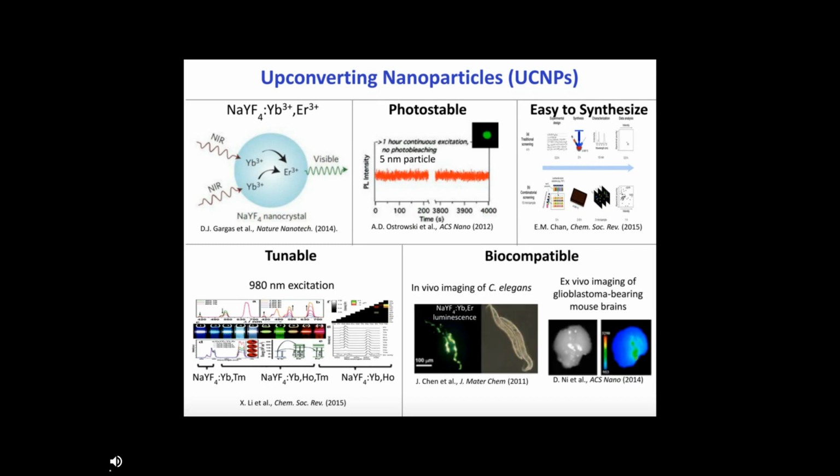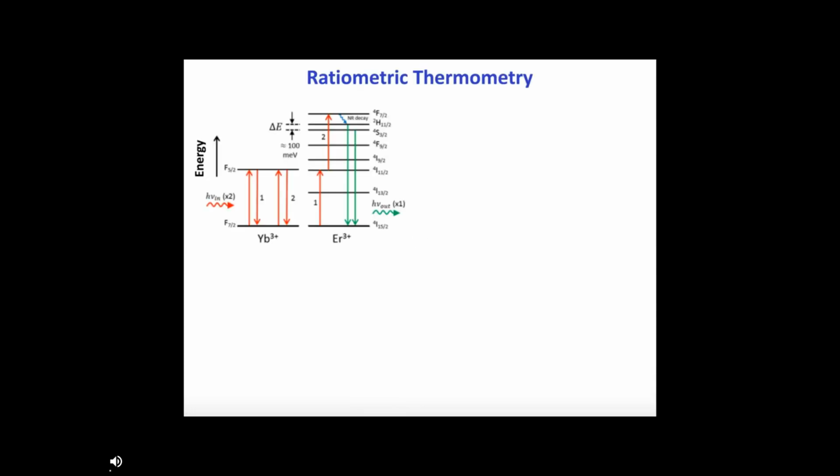And finally, UCNPs are highly biocompatible, in part because many of them are excited in the first or second biological windows, which are regions where tissue is relatively transparent. And so for this reason, the bioimaging community has led a lot of their development. But the reason that we're interested in UCNPs is that they have a particular temperature-dependent emission feature.